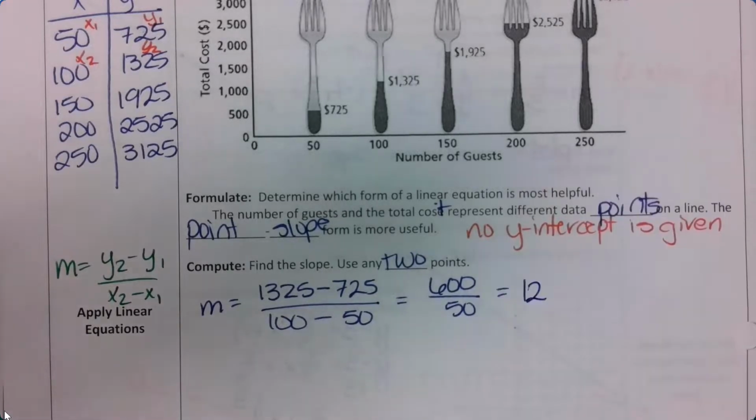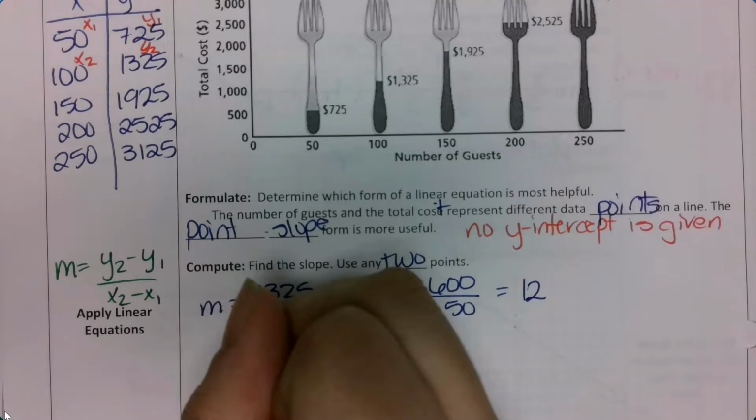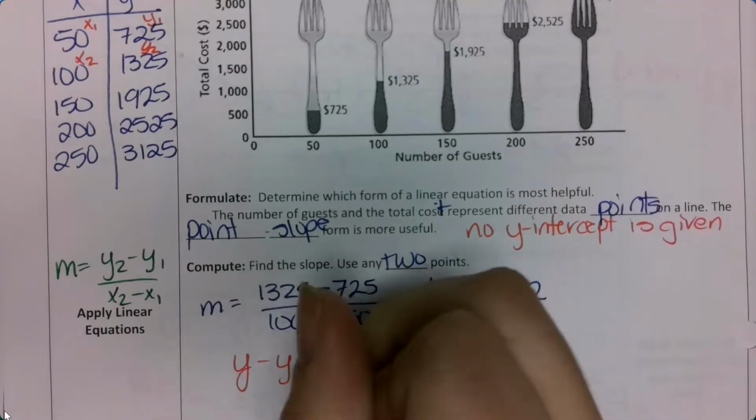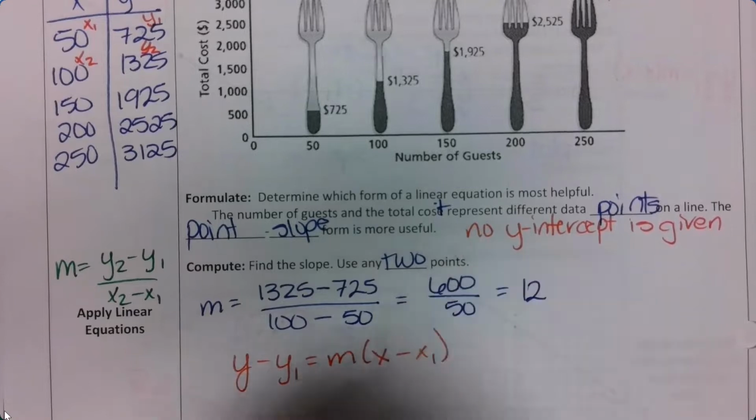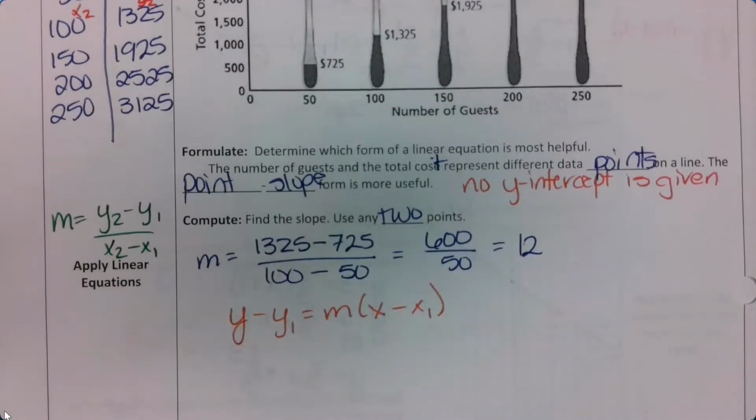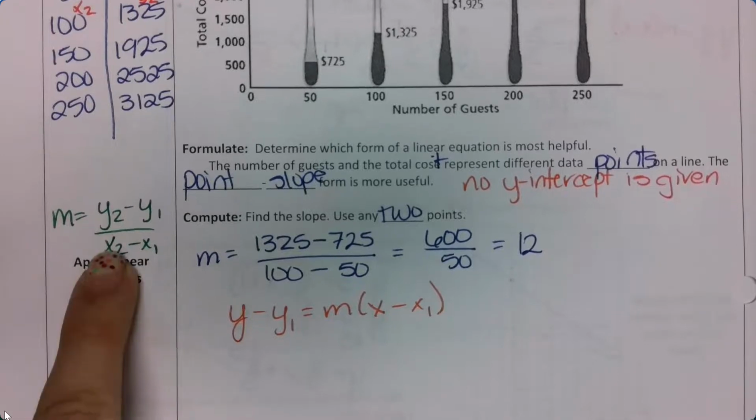Okay, now that I have my slope and a point, I'm going to plug in the point slope form. So remember, that one is y minus y sub 1 equals m times x minus x sub 1. That's the way this formula works. There's 2 y's in this formula because remember, it's just the slope formula rearranged.